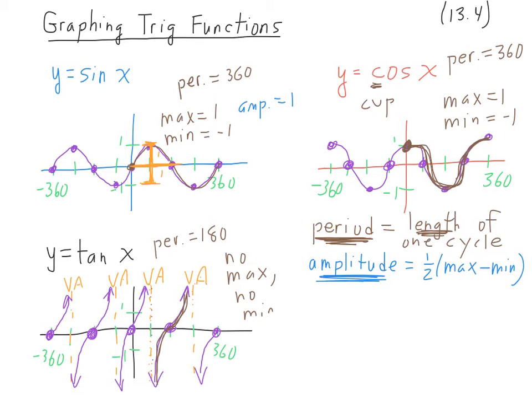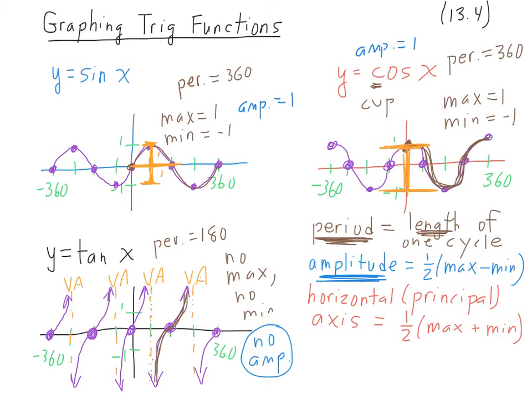Same thing is going to be true over here with our cosine curve. Our amplitude would be 1. Same idea if we were to look at the distance between the max and the min. Here's our max, here's our min. That distance would be 2. If we do half of that, we get 1. So it's half the distance from the max to the min. Now down here with tangent, since there's no max and there's no min, since it goes up and down forever, we say that we have no amplitude, because we can't do a max minus a min if they do not exist.